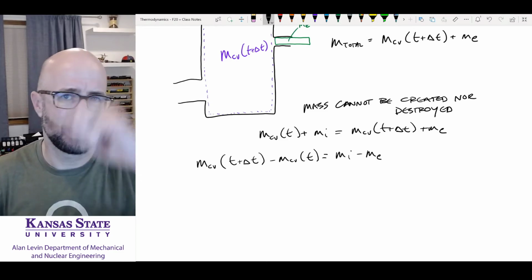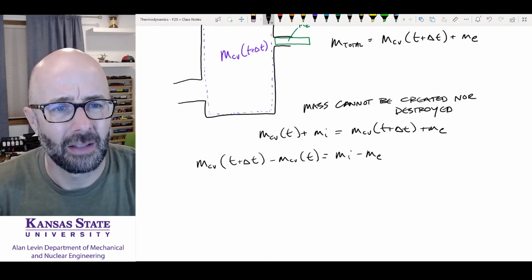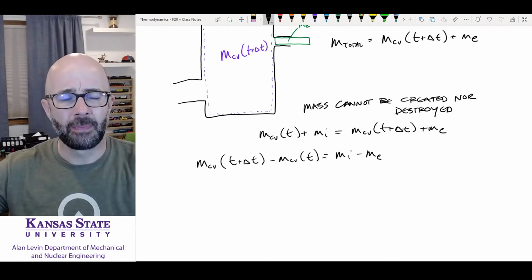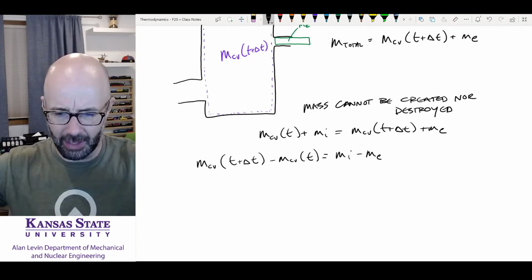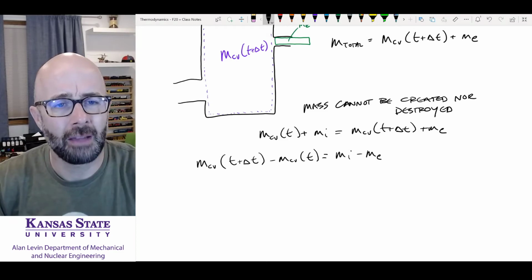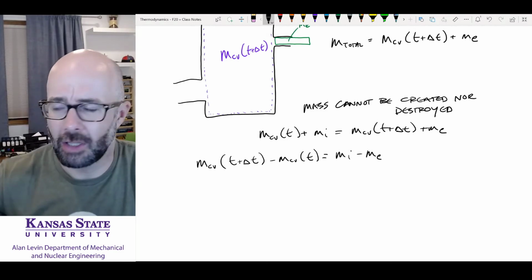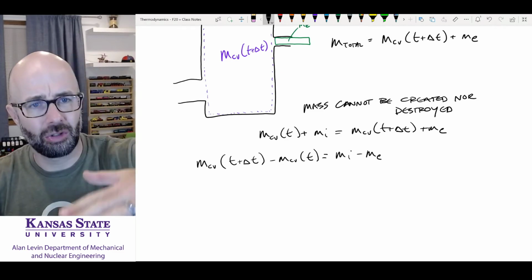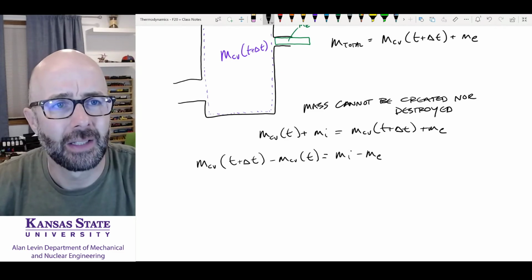In fact, your assignment this weekend is to take a bath. Okay, and you're going to sit in your bathtub, and you're going to know, hey, this is the mass. My bathtub is going to be my control volume, and you're going to say, here's my mass in my control volume at time t. And then you're going to turn on the water, and you're going to put some mass coming in, and you're going to see what the mass of the control volume is at t plus delta t.